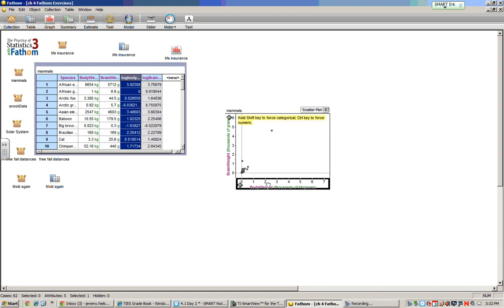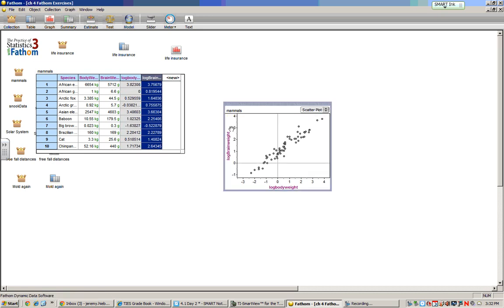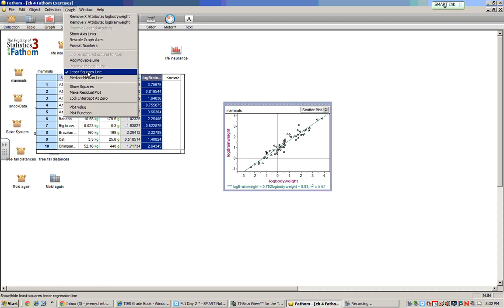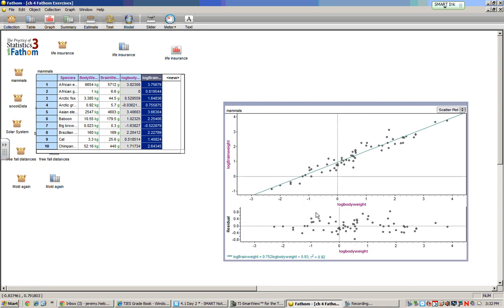So if I take the log of body and put it there, it's still not linear. So if I take the log of brain, that looks like a pretty linear graph. Now to check linearity, what we'll do is add a least squares regression line, and then from there add a residual plot underneath it. Notice how this residual plot's really scattered, and so it looks like it's a pretty good description. It tells us that the original data is fairly linear.